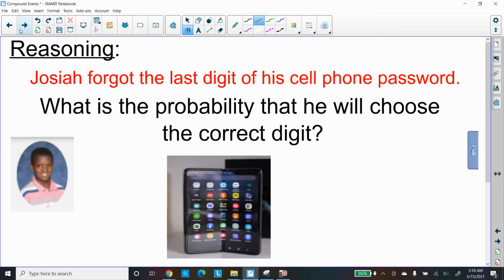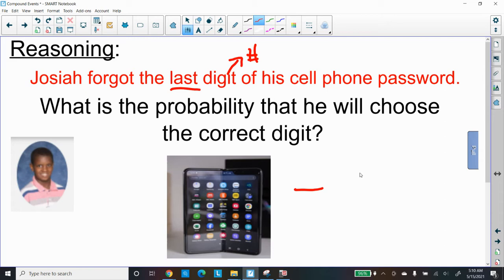All right, let's reason with Josiah. Josiah forgot the last digit of his cell phone password. What's the probability that he will choose the correct digit? All right, so let's see. A digit, by the way, is a number. So he forgot a number. One number, as a matter of fact. That's the last digit, the last number. So we're looking for the last number.